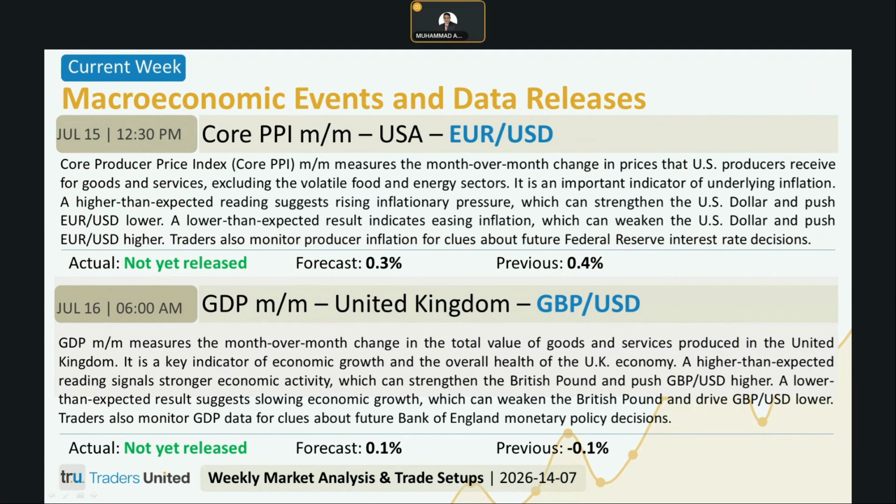Okay. So I was discussing the core PPI. Thank you for the confirmation. Now, let me discuss the market context and pre-release expectations. Well, we are going to get this news announcement on July 15th at 12:30 p.m. UTC time. So basically, these are the upcoming news events.